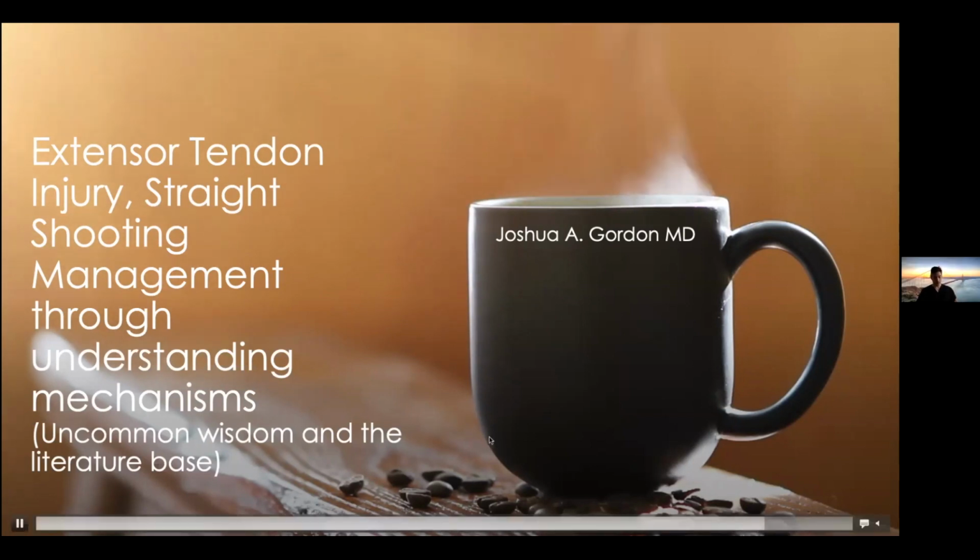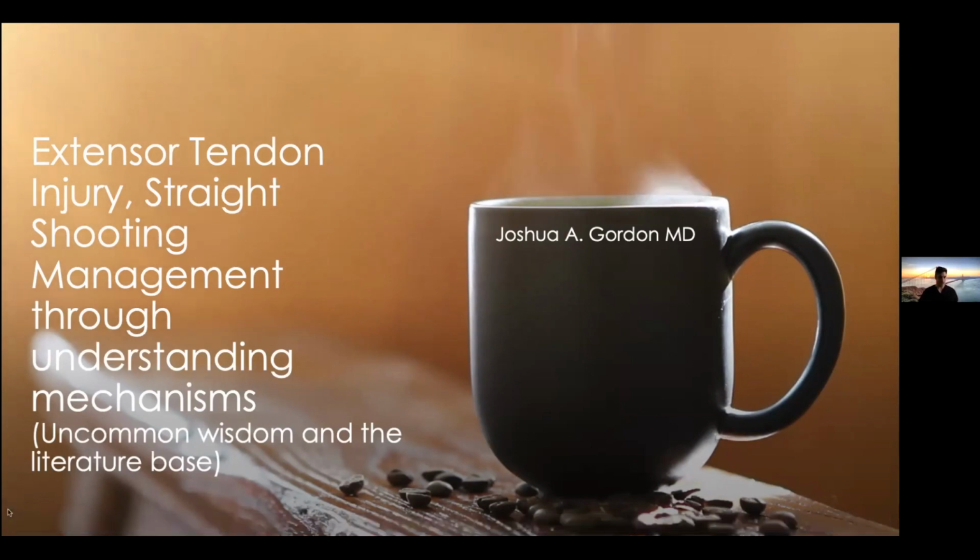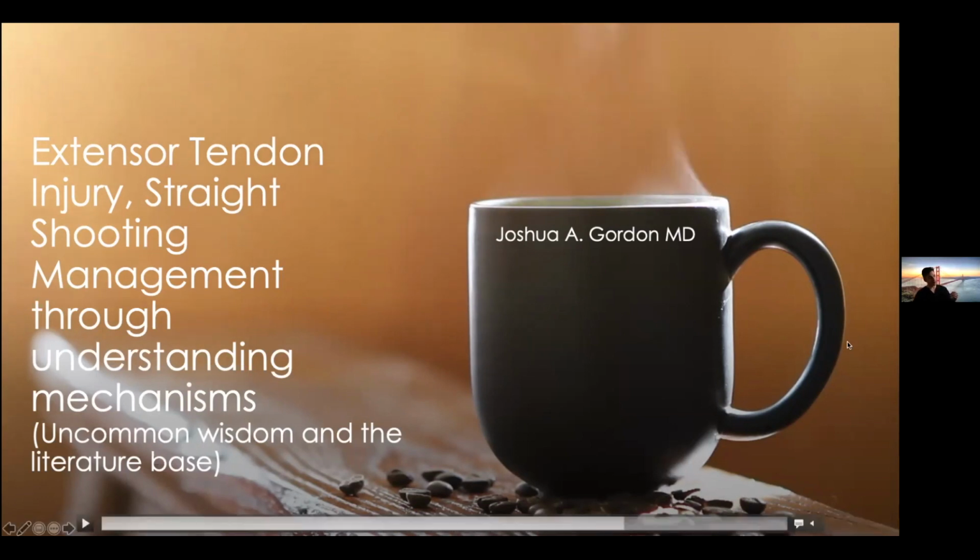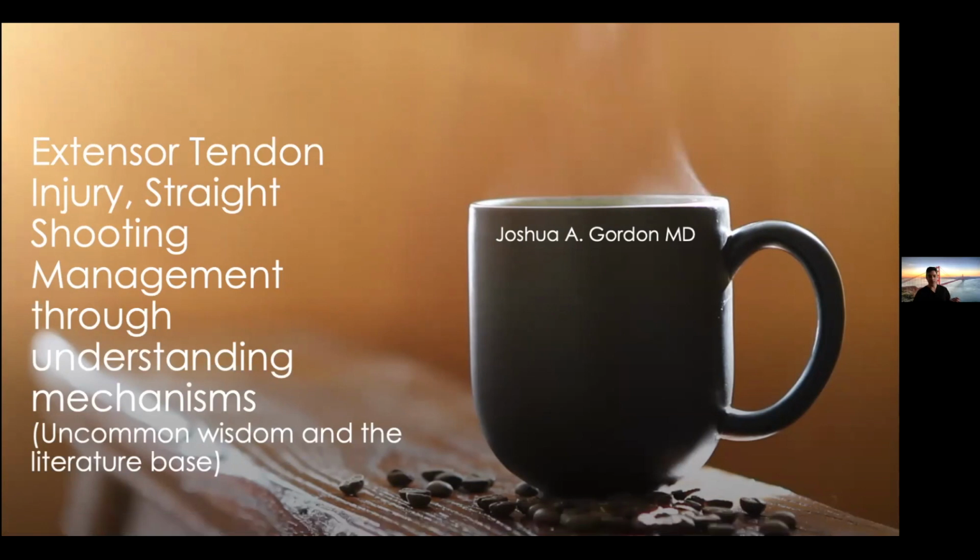So I'm going to talk to you about extensor tendon injuries today. I'm going to go through this in a way that I think makes it pretty apparent how to manage them based on understanding the mechanisms and the anatomy. Also, some uncommon wisdom. I think that there are a lot of limitations in the literature base, and when we don't have something to guide us, we end up relying on dogma. It's really important to recognize when you're relying on dogma. I can't recall how many times in residency or fellowship I was told to believe something just because.